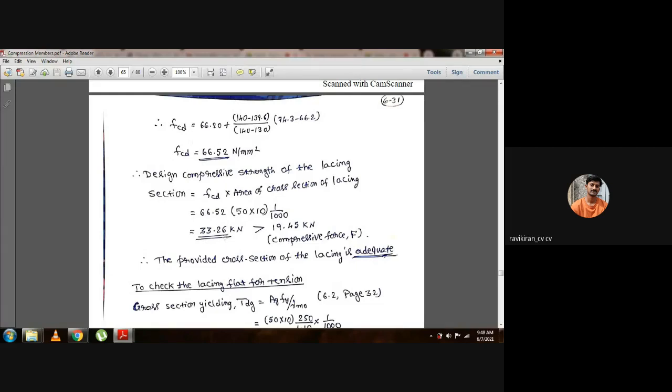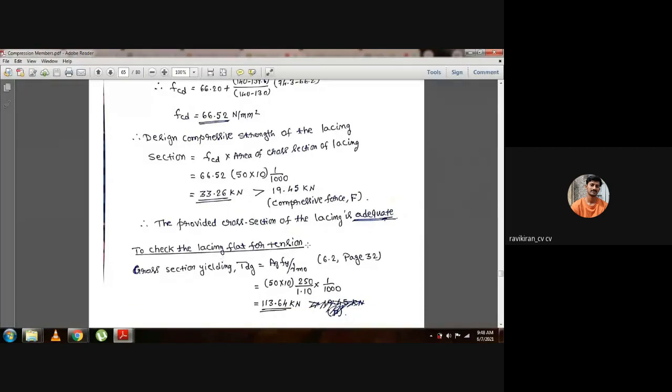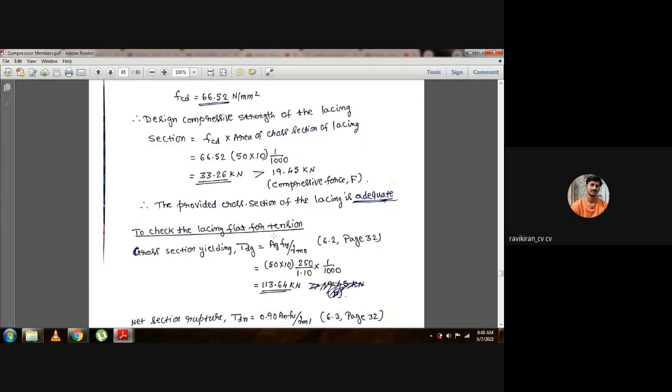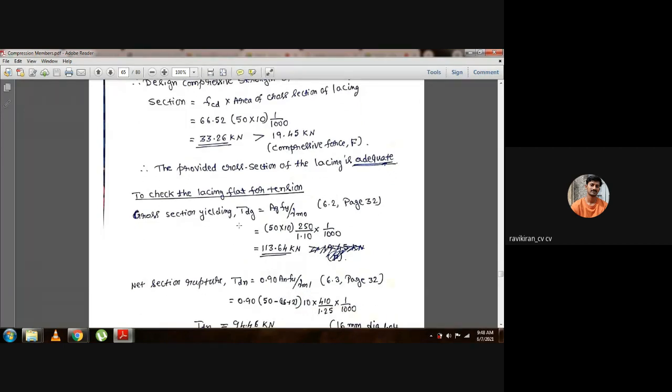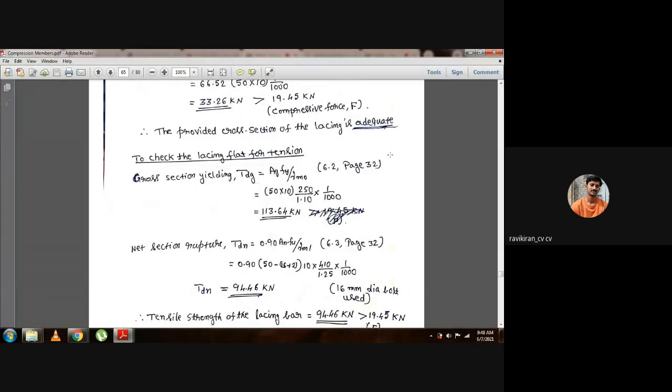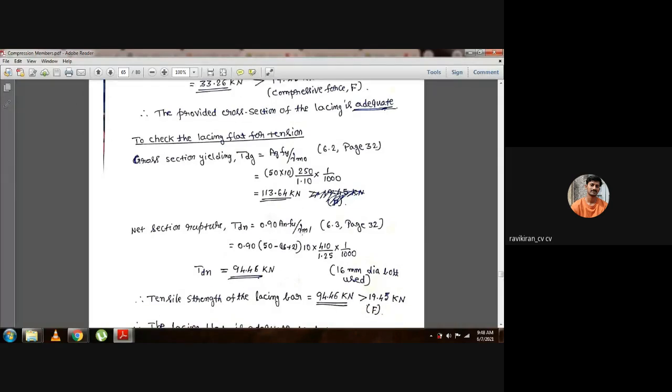But it is supposed to carry 19.45. So the section we provided, 50 millimeter width and 10 millimeter thick lacing, is adequate. So the cross section of the lacing is adequate, whatever we provided. Next, let us check the lacing flat for tension. In compression, it is satisfied. Finally, the last step, you need to check for tension also.